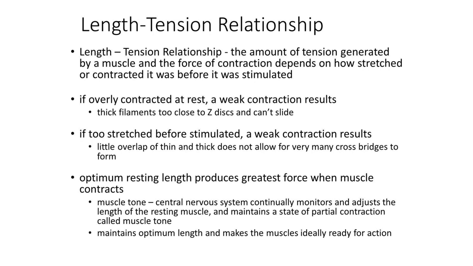If a muscle is overly contracted at rest, a weak contraction will result. This is because the thick filaments are too close to the Z discs and therefore can't slide. If a muscle is too stretched before it is stimulated, a weak contraction will result. This is because there's little overlap of thin and thick filaments, and it does not allow for very many cross bridges to form. The optimum resting length produces the greatest force when a muscle contracts.